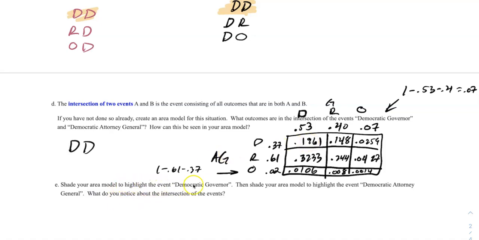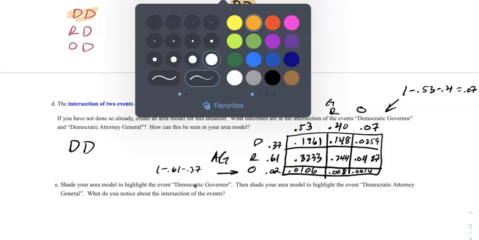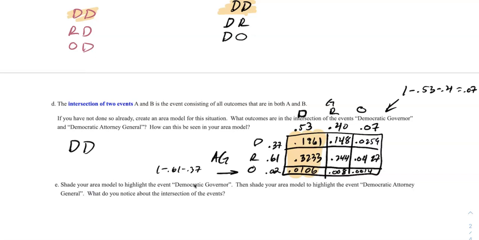Okay, E. Shade your area model to highlight the event Democratic governor. So let's do that. I'll do that in orange. So Democratic governor is the top one. So like this portion. I can make that even. There we go. Like that. And then shade your area model to highlight the event Democratic attorney general. So that's this way. So this one was this one, that one. So there we go. What do you notice about the intersection of events? The intersection of events, it's my DD. The intersection got intersected twice. It was shaded twice.